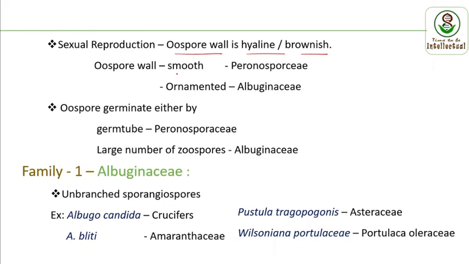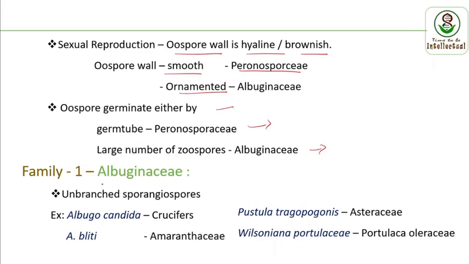The oospore wall, if it is smooth, then it belongs to Peronosporaceae. If it is ornamented with special ornamented structures, then it is of Albuginaceae. We can classify them as Peronosporaceae and Albuginaceae under this, right? It's getting easier, but still. Oospore germinating by germ tube belongs to Peronosporaceae. If the oospore germinates by producing a large number of zoospores, it belongs to Albuginaceae.